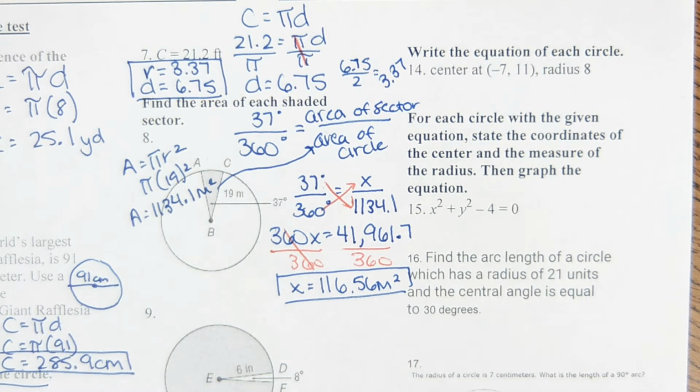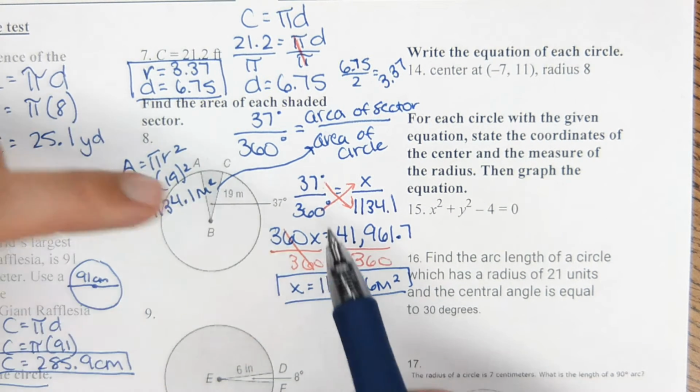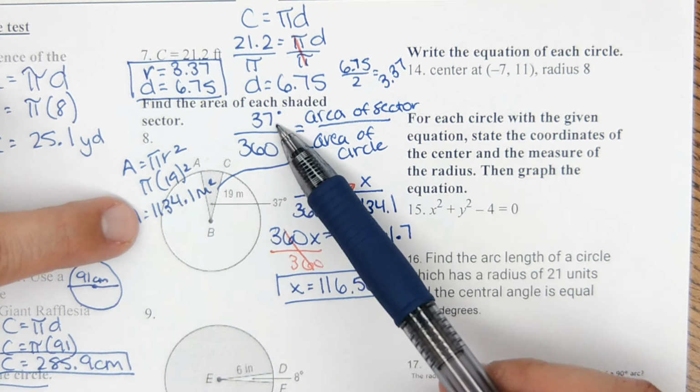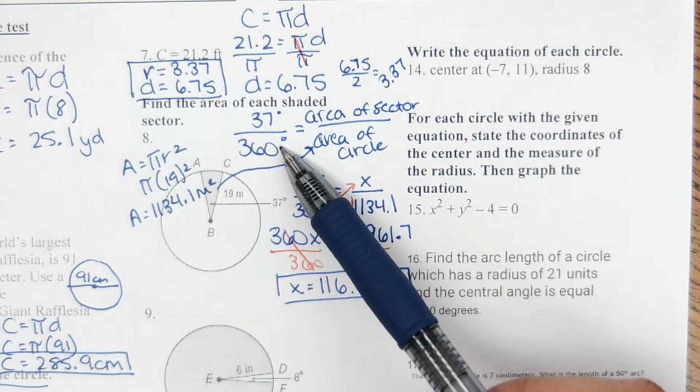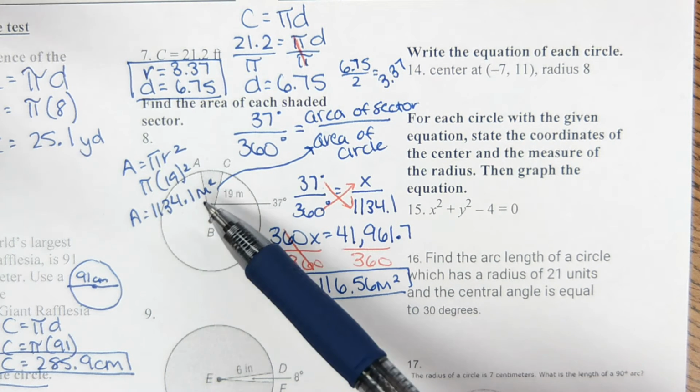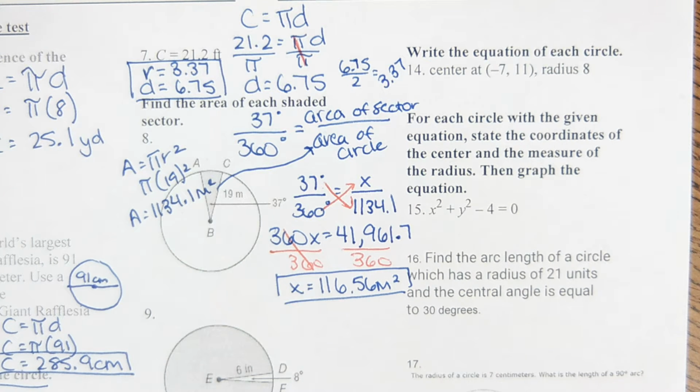And of course, always make sure that this number seems logical. The area of the whole thing was 1,134. 37 degrees is about a tenth of 360. So this should be about a tenth, which makes sense. So like a little over 100 makes sense for being a tenth of that whole area.